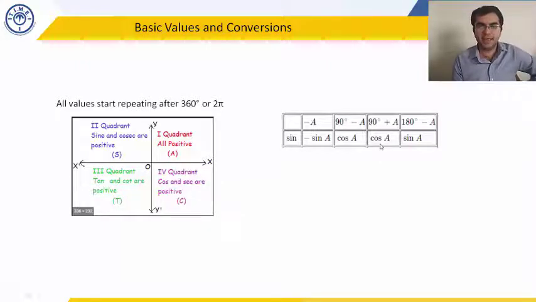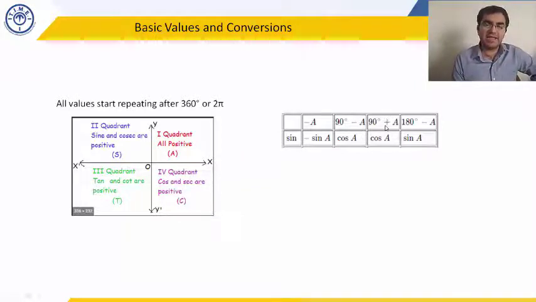So sine will transform into cos, and cos will transform into sine. Okay, so let's see. 90 minus a is which quadrant? It's quadrant number 1. And in quadrant number 1, sine is positive. So you get a plus over here, and the sine angle corresponds to cos. So it becomes cos A. So the angle gives you the quadrant, and it tells you whether there will be a transformation or not. Over here it will.